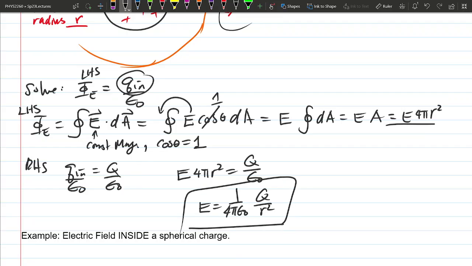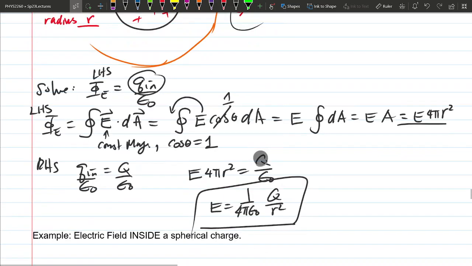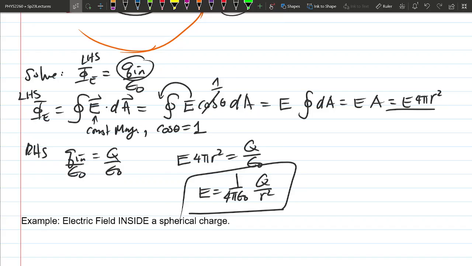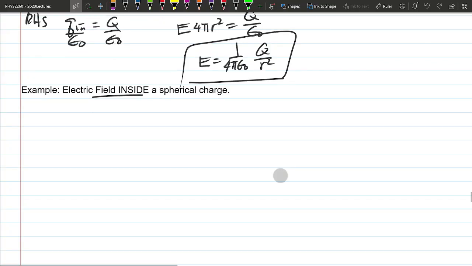Looks very similar to the point charge. This is one of the cool things about it. If you have a spherical charge distribution and you're outside that distribution, you can pretend that all the charge is actually at the center of your sphere. So neat. But what if you want to figure out the electric field inside my little charged bowling ball?